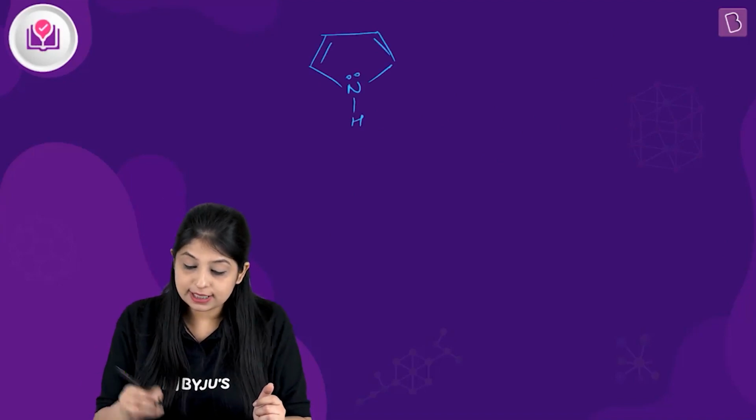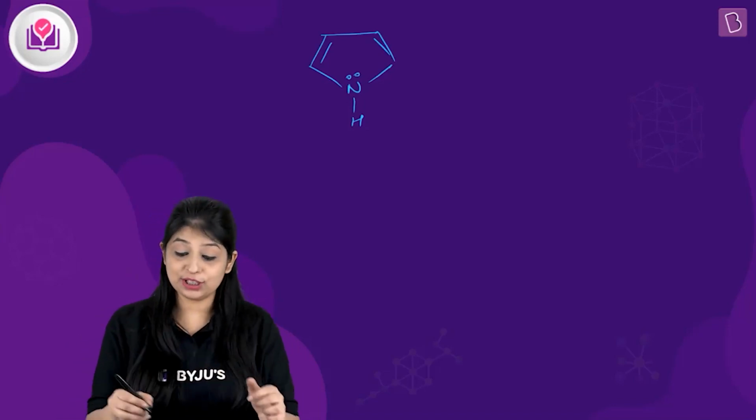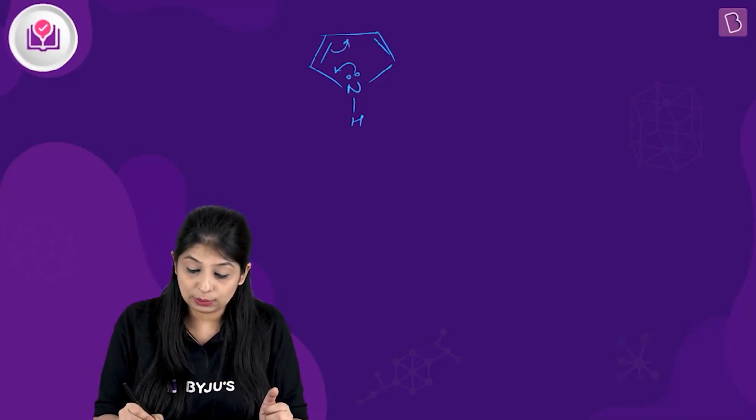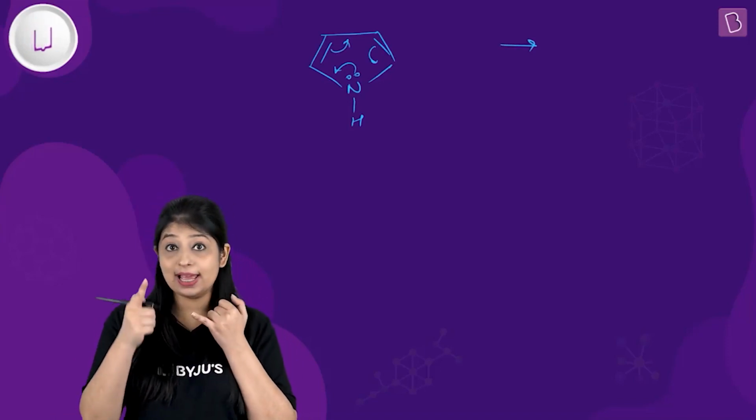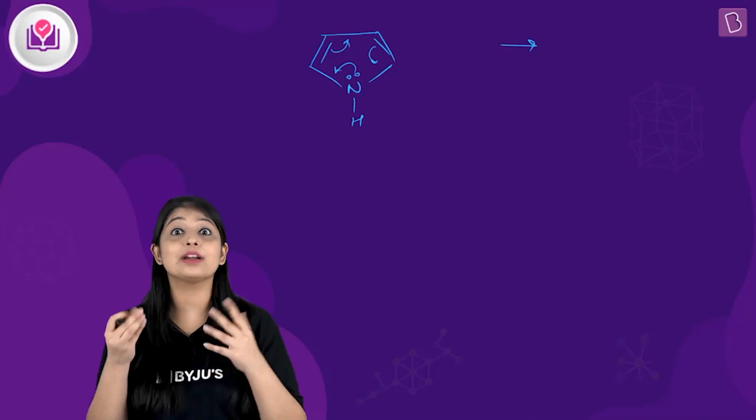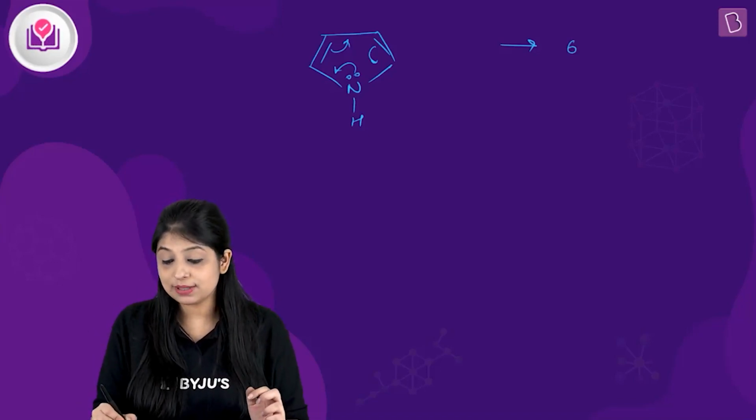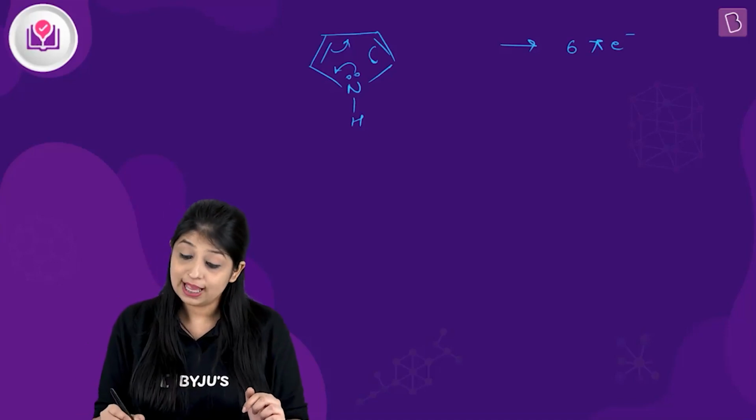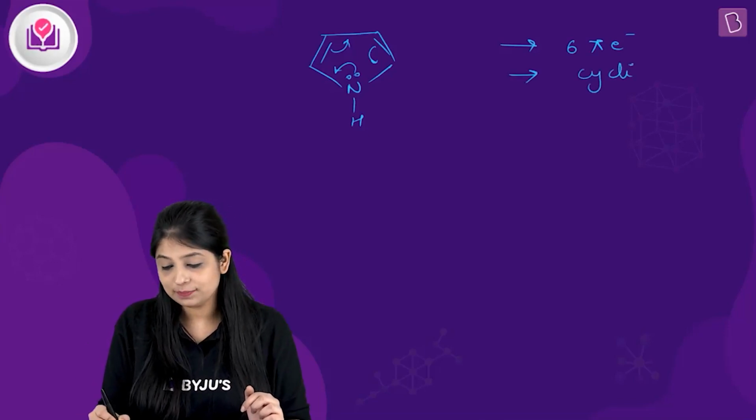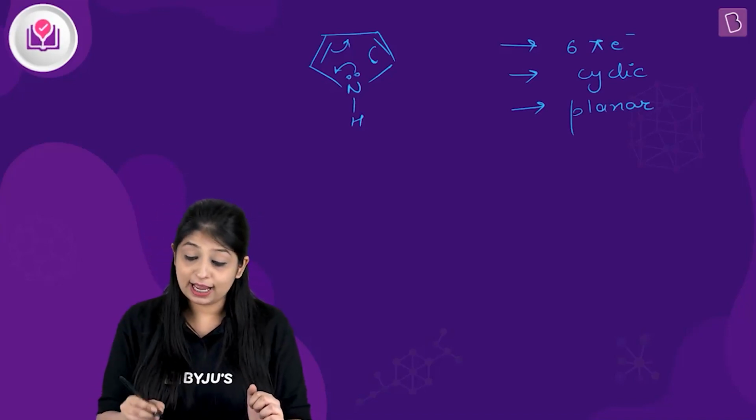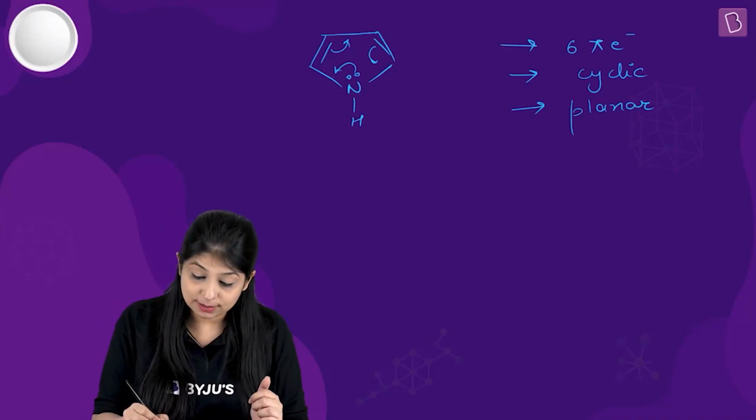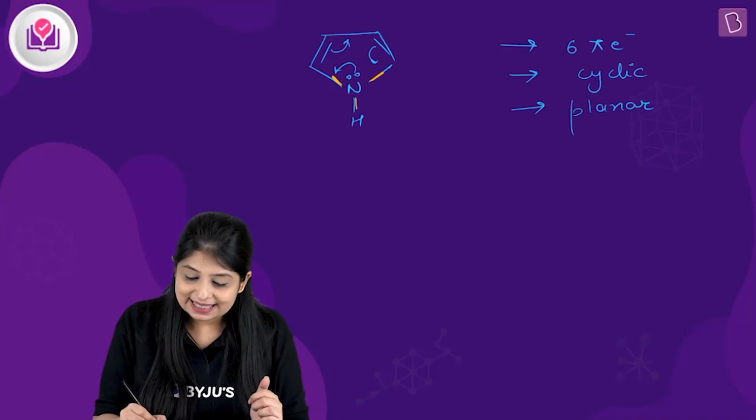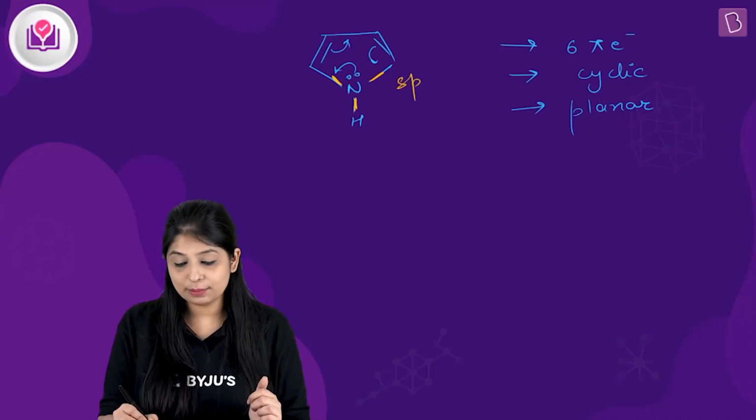What happens here is that the lone pair of nitrogen is delocalized over the whole molecule. So how many electrons are being delocalized? The 4 pi electrons from the double bonds and the lone pair of nitrogen as well. So this comes out to be 6 pi electrons, and this molecule is cyclic as well, and it is planar as well. Why planar? Well, the lone pair of nitrogen is being delocalized over pure p orbitals, and this nitrogen is making 3 sigma bonds, so it is sp2 hybridized.